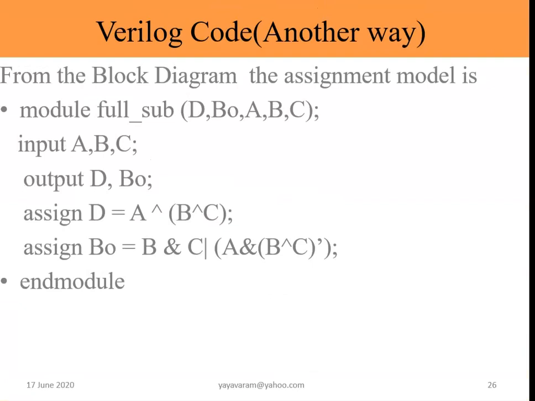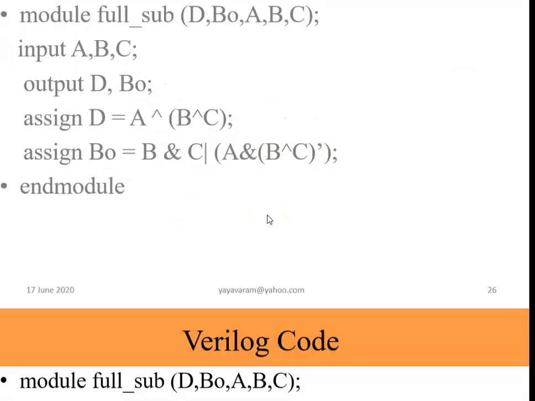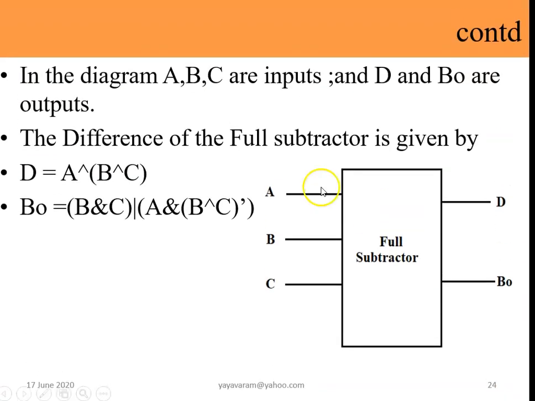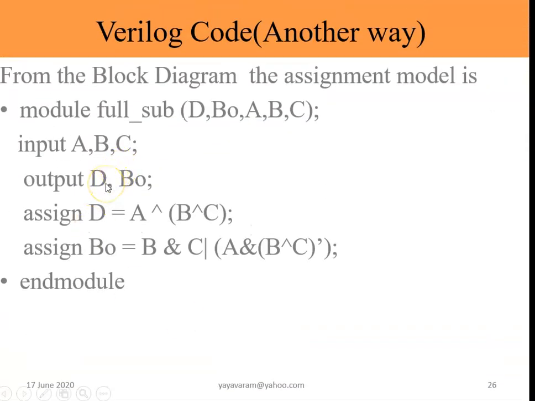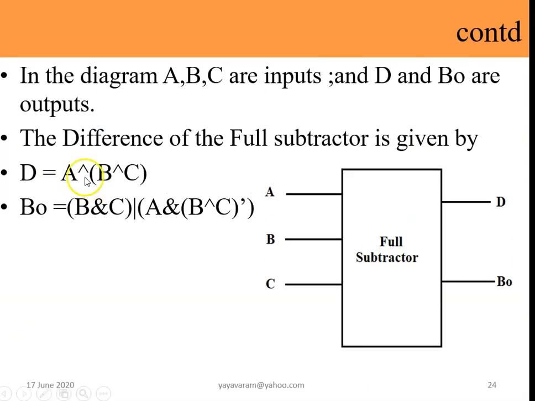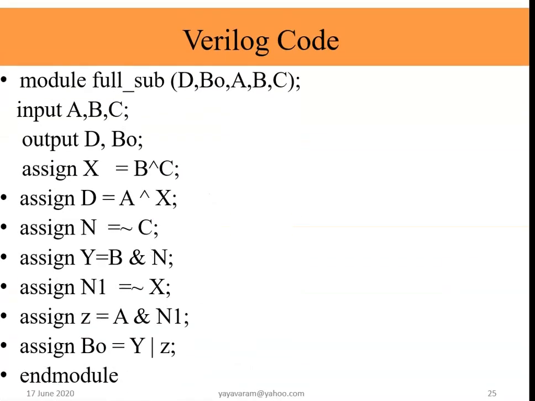I have taken a similar example, but through block diagram. What I have done, in the block diagram, A, B, C are the inputs, D and B naught are the outputs. You can see this in the block diagram. For this same, I have also written, you can see here. D is nothing but A XOR B XOR C. Similarly, B naught is A complement dot B plus B dot C plus or A complement dot C, B XOR C complement. So I have written the same thing here.